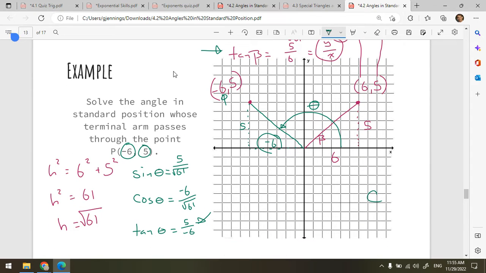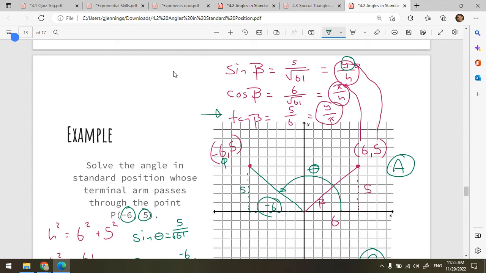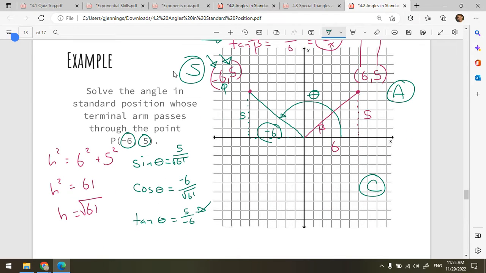Well, let's see. Cast rule. Cosine is going to be positive down there. All of them are positive over here, and no wonder all of these were positive for beta. Over here, only sine is positive. Why is that? Because only the y values are positive over here. The x values are negative. And then down here, tangent would be positive in the third quadrant because both sine and cosine are negative.